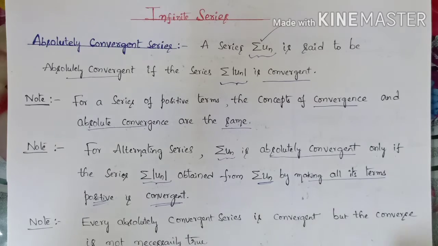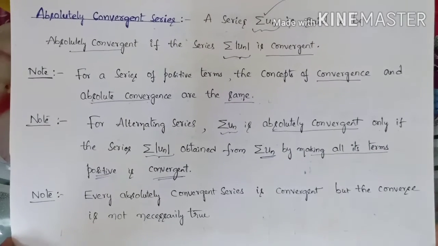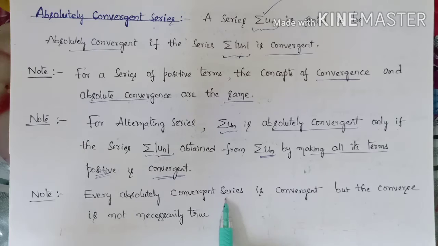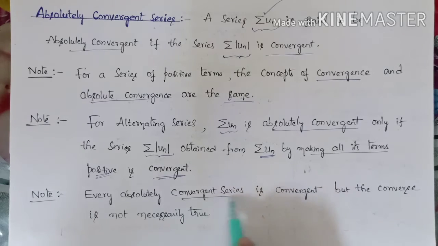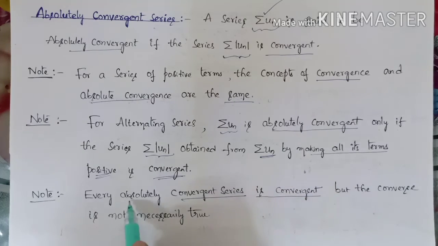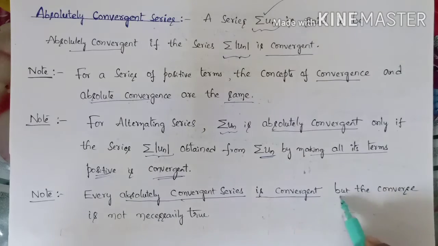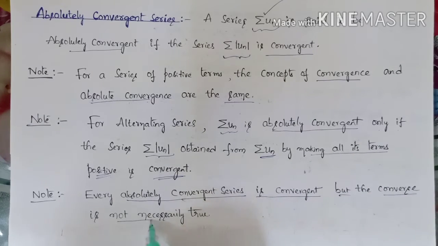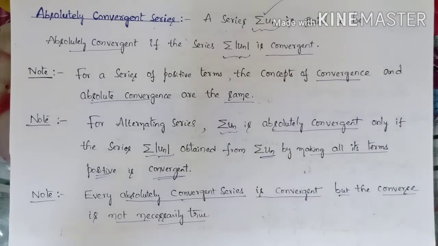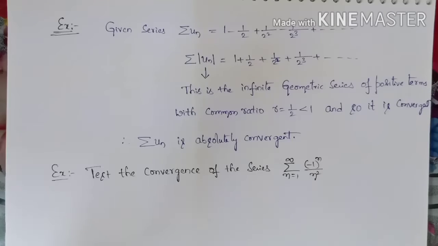Third important point is, every absolutely convergent series is convergent, but the converse is not necessarily true. That means every convergent series need not be an absolutely convergent series.